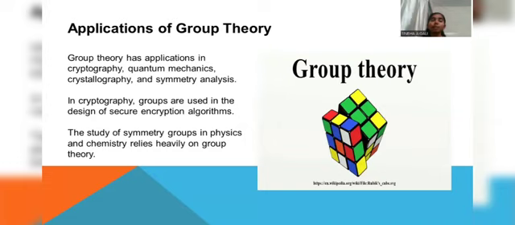Next up, we have applications of group theory, where group theory comes into existence. Group theory has applications in cryptography, quantum mechanics, crystallography, and symmetry analysis. Other than this, in cryptography, groups are used in the design of secure encryption algorithms. The study of symmetry groups in physics and chemistry relies heavily on group theory.